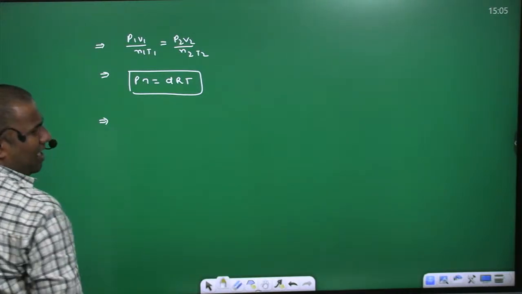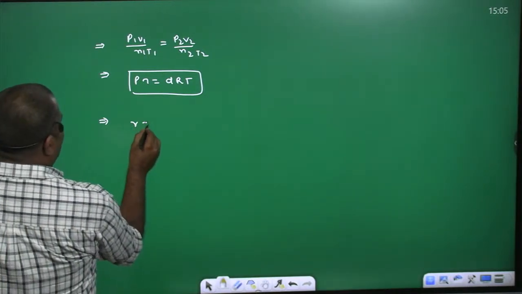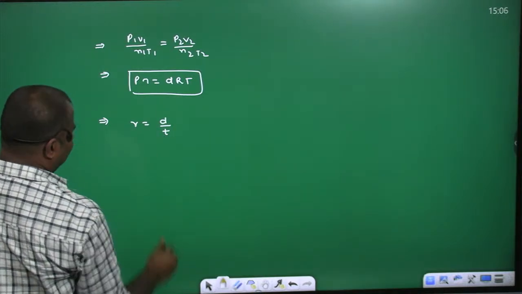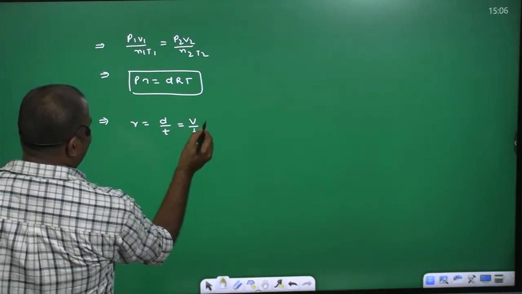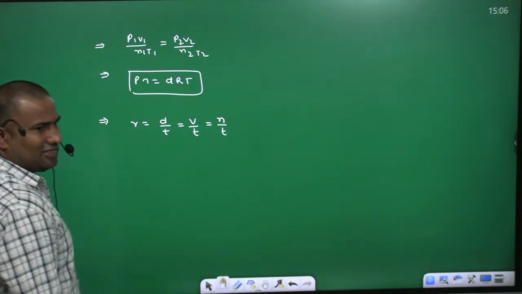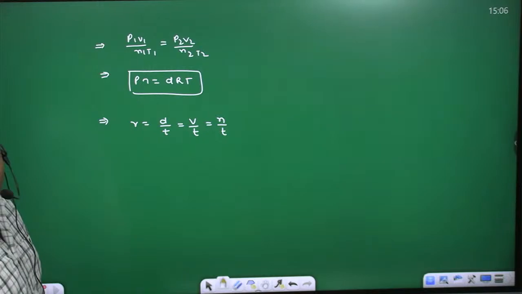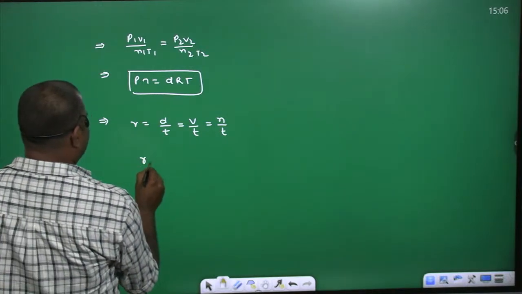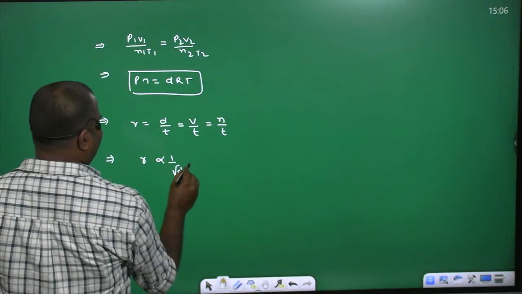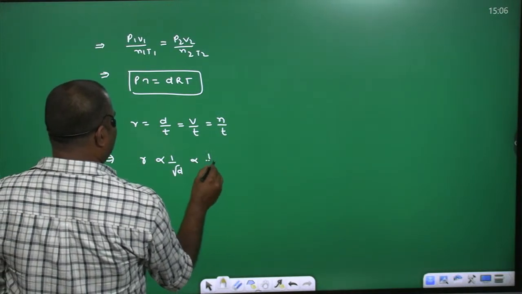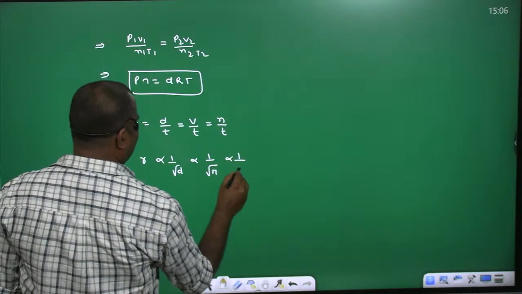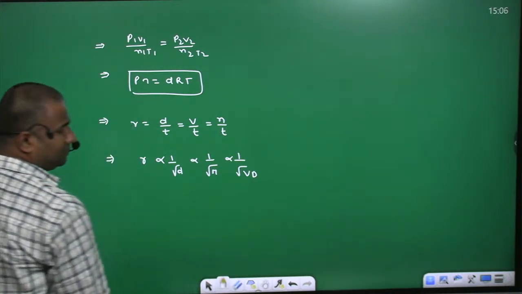Graham's law of diffusion. R equal to rate of diffusion, the distance covered by the gaseous molecule per unit time, or volume covered by the gas per unit time, or number of moles of the gas transferred per unit time. We are going to write R is inversely proportional to square root of density, or inversely proportional to square root of molecular weight, or inversely proportional to square root of vapor density.